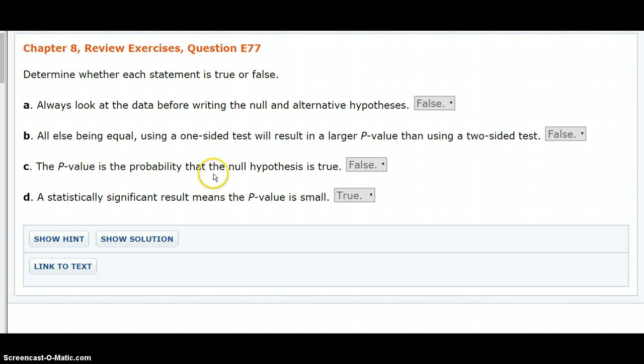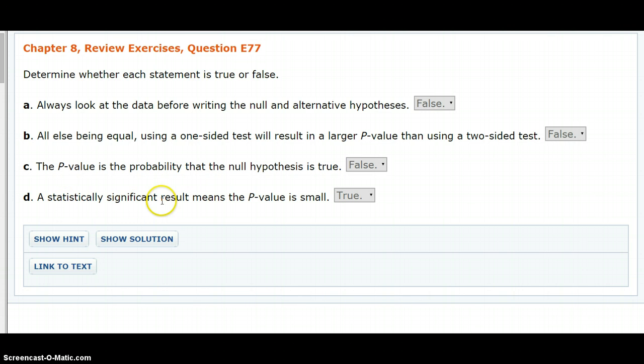The p-value is the probability that the null hypothesis is true. False. That's completely false. In fact, we don't know, there's no value that we know that tells us the probability that the null hypothesis is true or that it's false. We can never really know that probability, which is a very important probability to know, and yet it wouldn't be possible to get at this. Only God would know whether or not the null hypothesis is true.